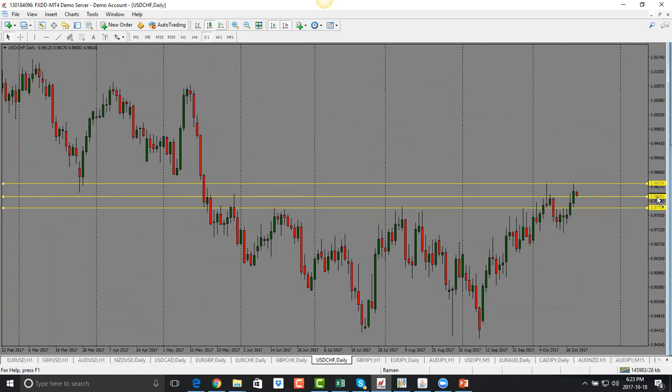So we do need to see a break below 98.00 for the continuation to the downside, because otherwise we could just see price bounce off of this level and go up higher.